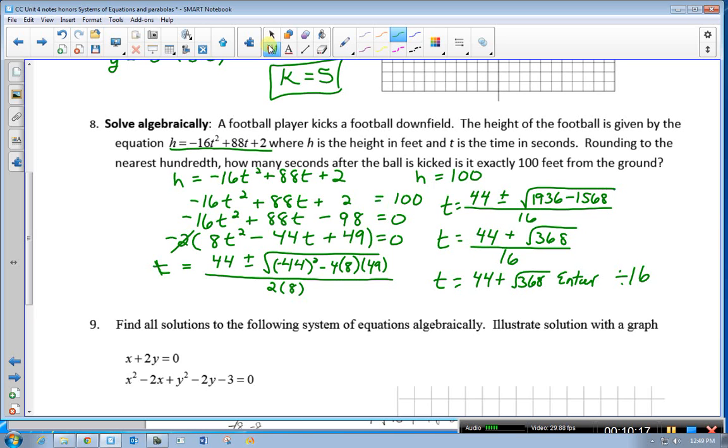And I get 3.95. So rounding this down, how many seconds is it exactly? Seconds. So t would be seconds. Height is h. So it's approximately 3.95 seconds.